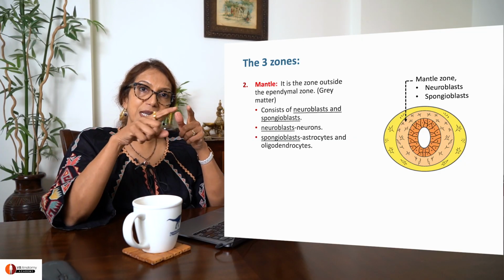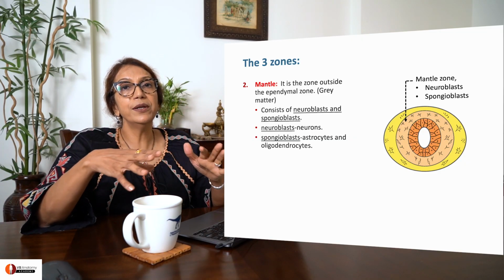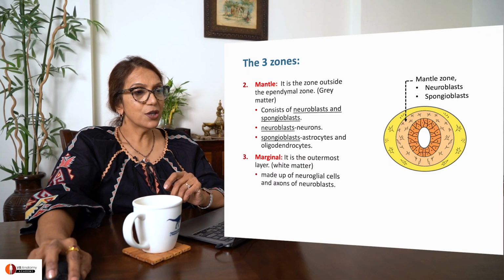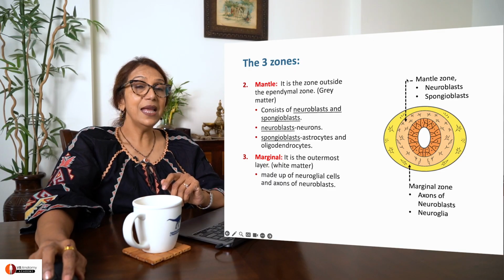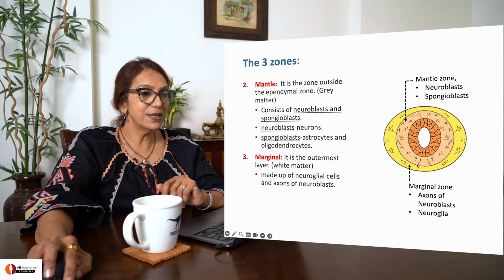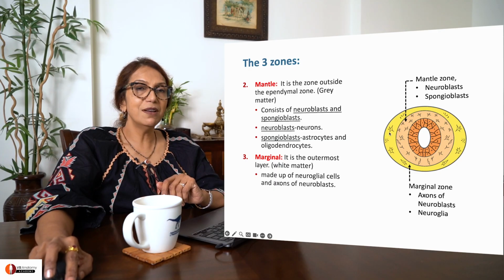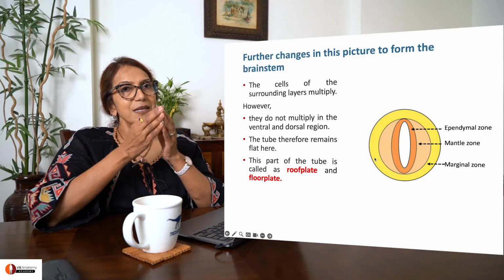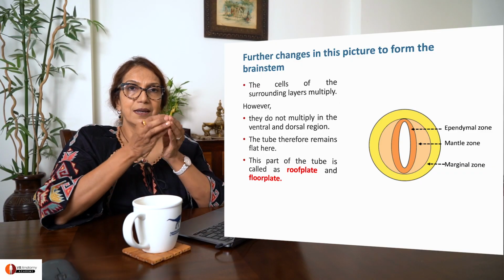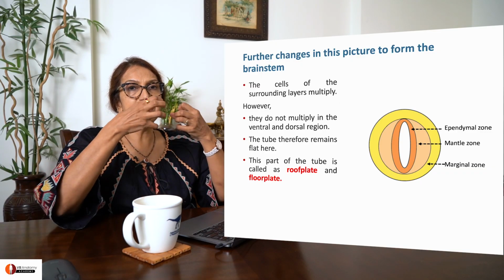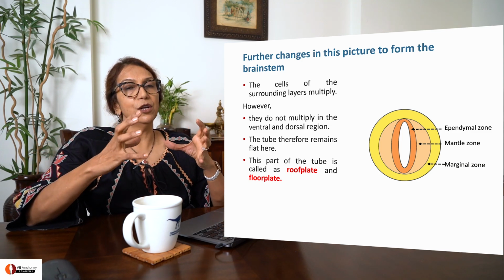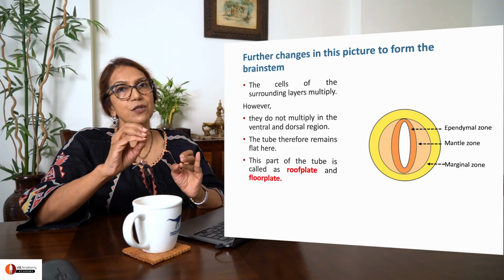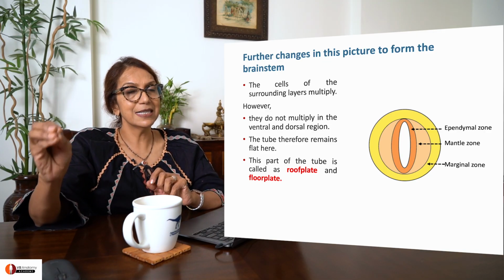So in the layer outside the ependymal layer, you will find all the neurons. And then outside that is the marginal layer, which contains only spongioblasts and axons of neurons. So the neurons that are lying here, their axons will be lying in the marginal zone. So this is how, from a single layer, neuroblasts and spongioblasts have migrated outwards and have created the nervous tissue. Remember, neuroblasts give rise to neurons, spongioblasts give rise to supporting cells called neuroglial cells.